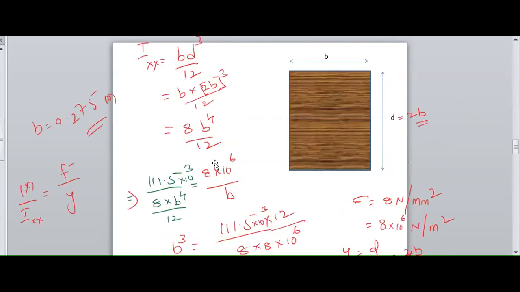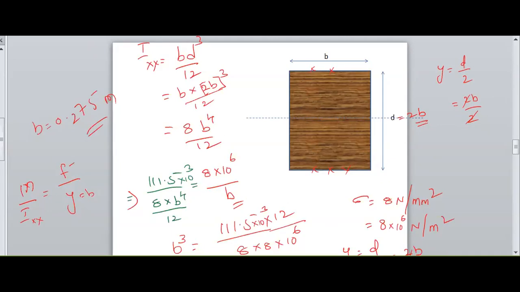Therefore, 8 into 10 power 6 is the stress. And Y is also a known value. Y is the topmost layer, and it is symmetrical about the axis. Therefore Y will be D by 2, where D is 2B, so Y is 2B by 2. The 2 will cancel, so Y will be equal to B in this problem.